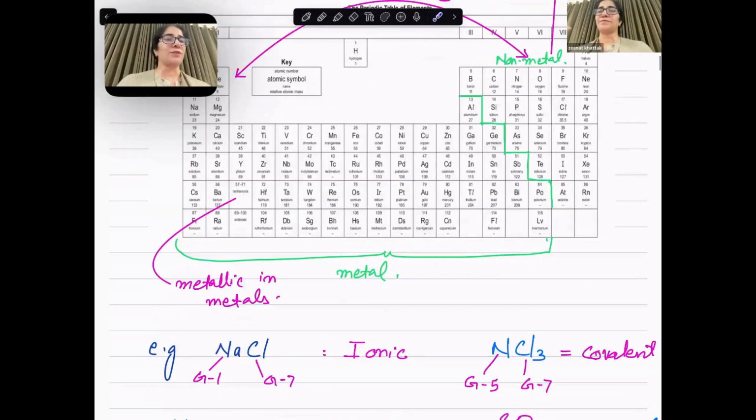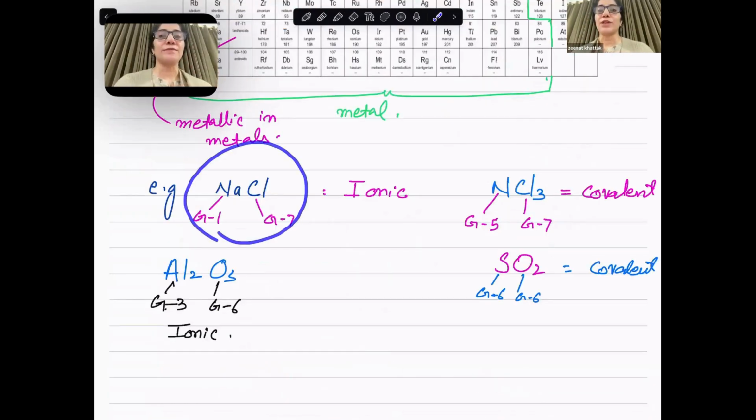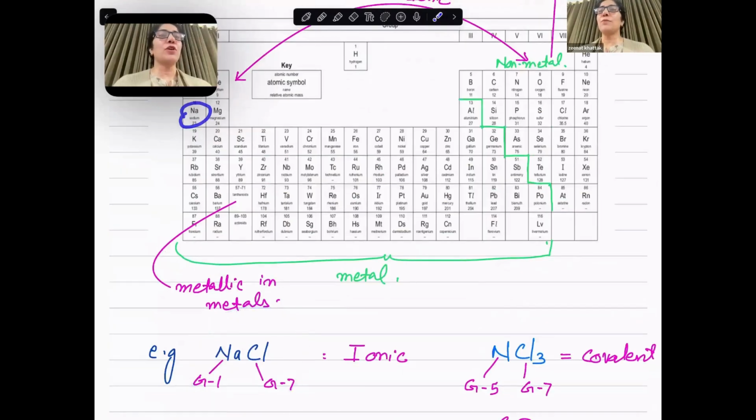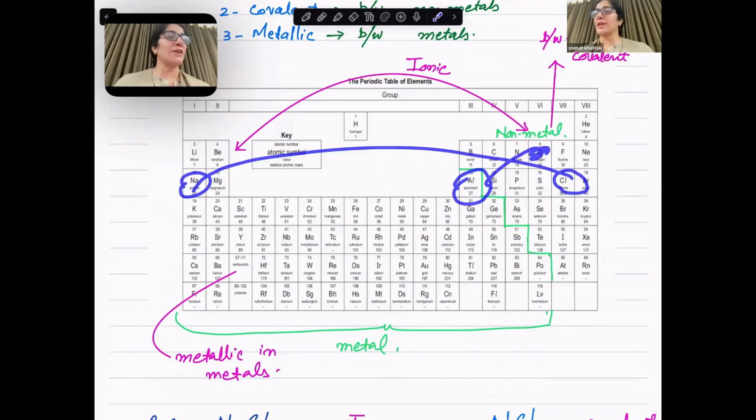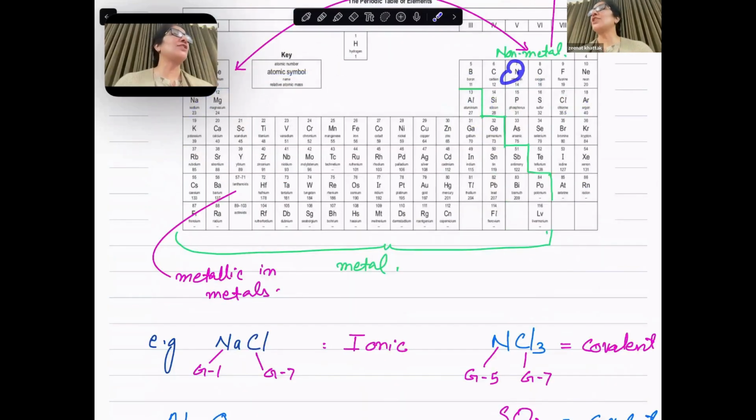Now look. Sodium chloride: sodium is group 1, chlorine group 7, ionic. Aluminium oxide, metal, non-metal, ionic. NCl3, non-metal with non-metal, covalent. You must have a good command of these things. If I give you the example of chromium oxide, metal, non-metal, ionic. Phosphorus, P4O10, covalent.